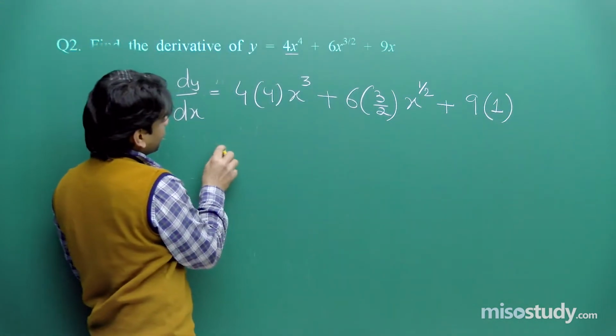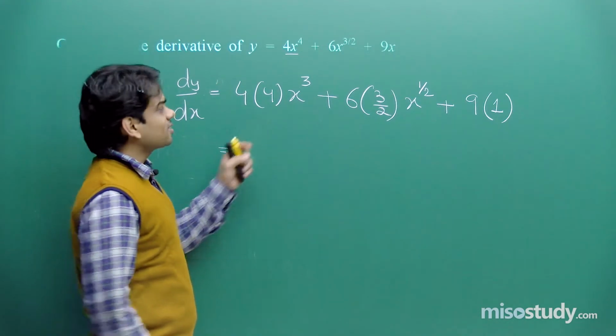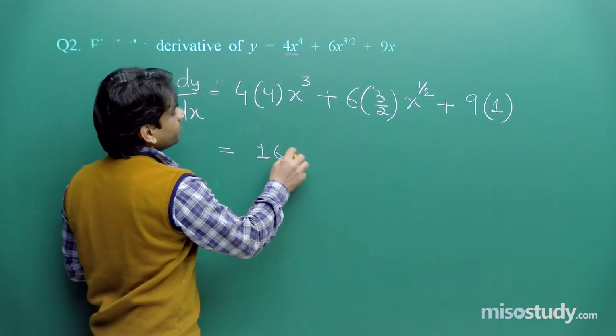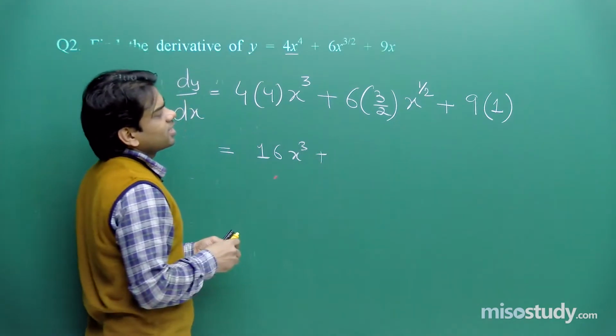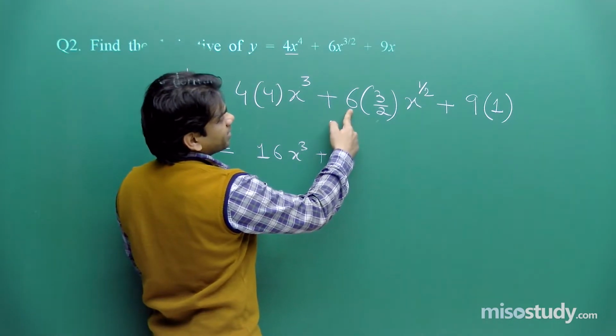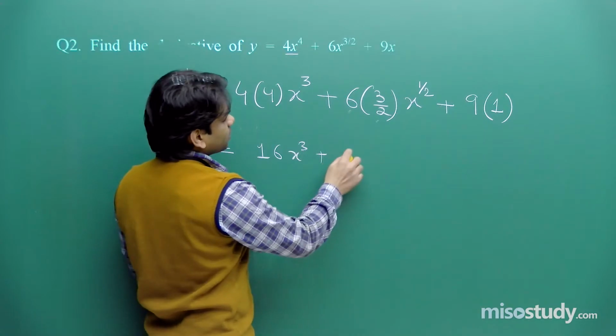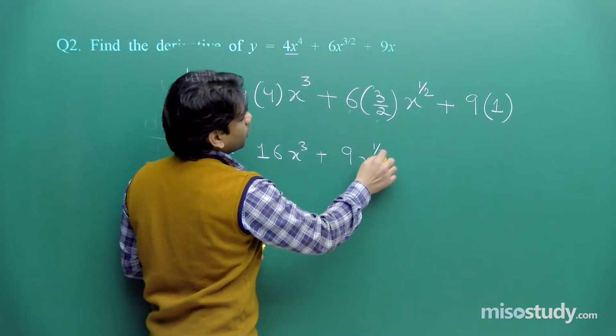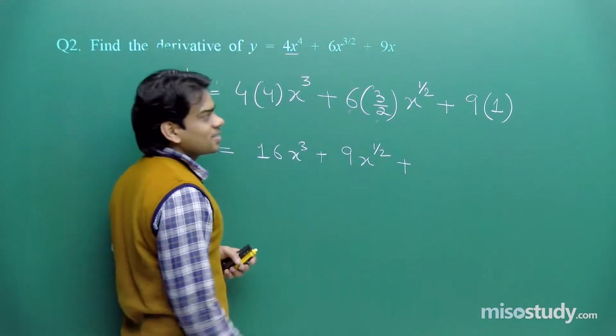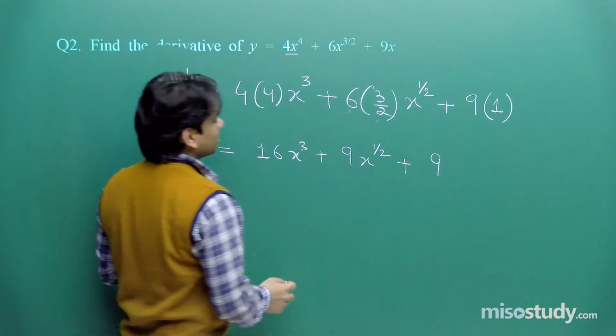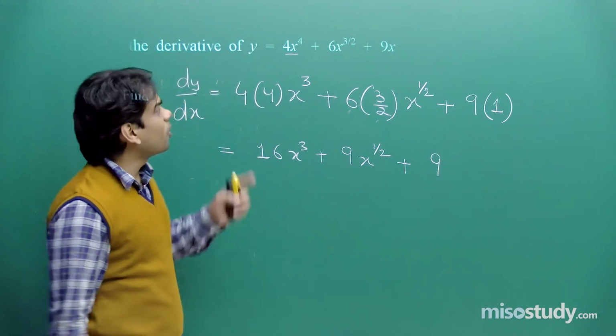So the resultant answer that I'll be obtaining, 16x cube plus 6 into 3 by 2. Now see, 2, 6, 3 into 3, 9. So 9x power 1 by 2. This is what you're going to obtain, plus 9. This is the resultant of derivative of this function.